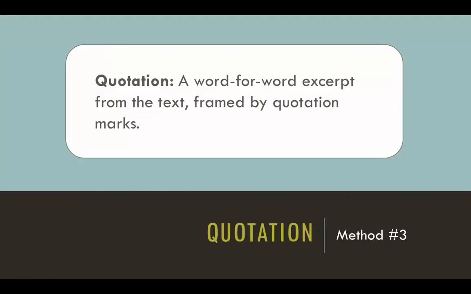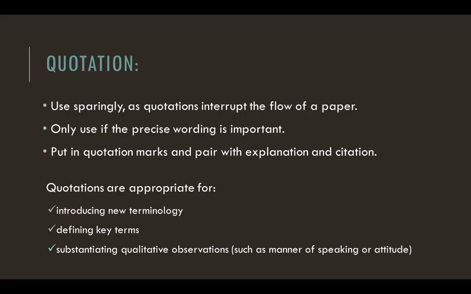The final way to incorporate outside sources into your writing is to use quotation, a word-for-word excerpt from the text framed by quotation marks. In humanities disciplines, such as English and history, direct quotation is used frequently to present evidence from outside sources. However, in scientific disciplines, quotations are used much less often. It's not unusual for an empirical journal article to contain no quotations at all. The reason for this is that quotations interrupt the flow of a paper, and often they can be phrased in a more concise or direct manner.